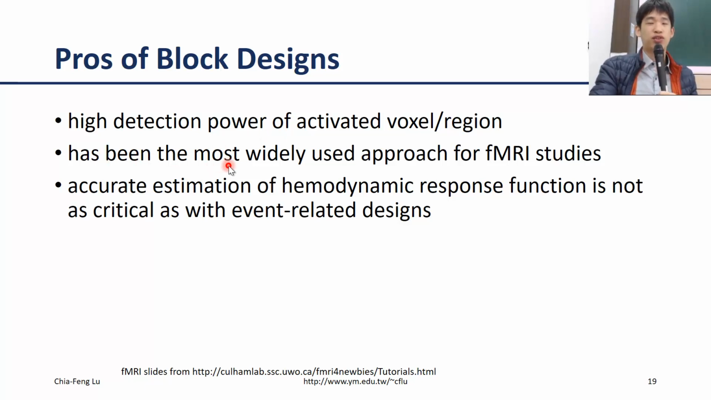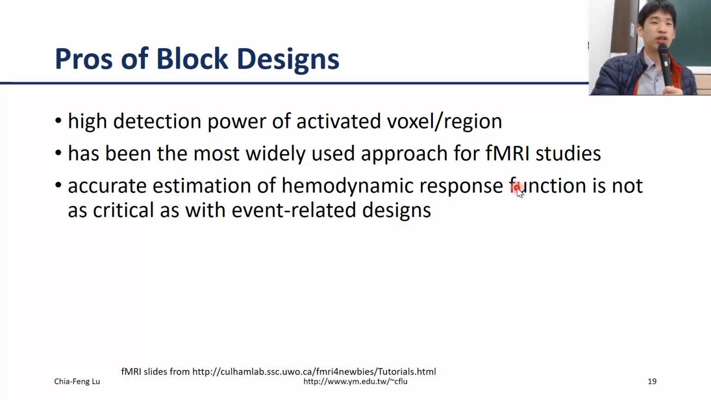And the second, this is actually the most widely used approach or the most common one for fMRI studies. I believe over 80 or 90% of studies are using the block design. So this is definitely the one, or maybe the only one, that you should learn when you start to figure out how fMRI works. Okay. And the final one is that accurate estimation of the HRF is not that important. As I mentioned before, HRF may be a little bit different between brain regions and between subjects.